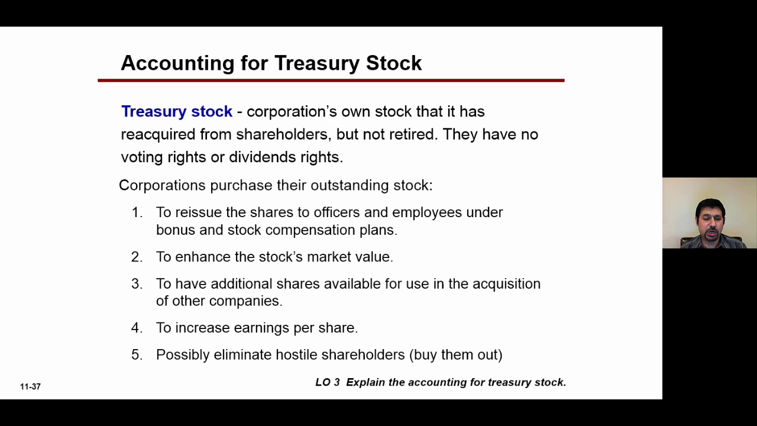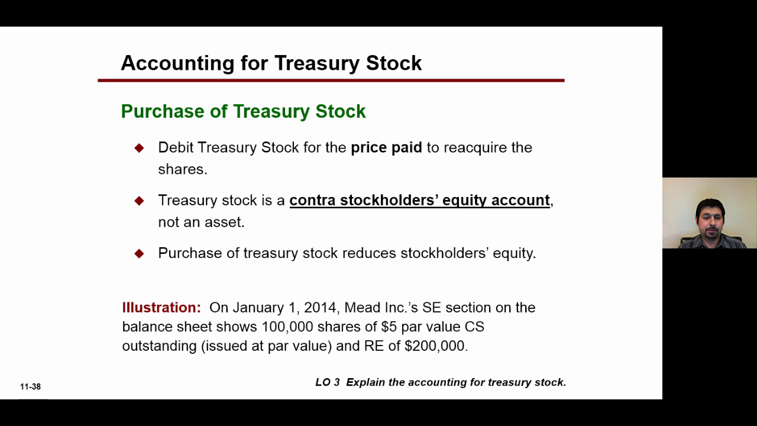Companies might do that to increase earnings per share. They might do that to improve the stock's market value. They might do that to avoid hostile takeovers. They might also buy them back if they wanted to reissue them later on to the company's management or officers as compensation, bonuses, etc. So there are several reasons why a company might buy back their own stock, and at that point it would be treasury stock.